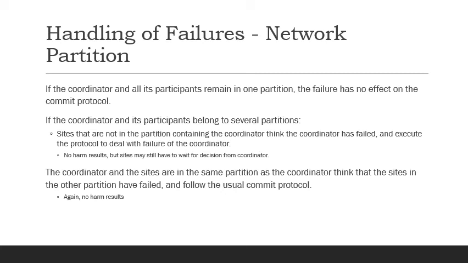If the coordinator and the sites are in the same partition, the coordinator thinks that the sites in the other partitions have failed and follows the usual commit protocol. Again, no harm results.